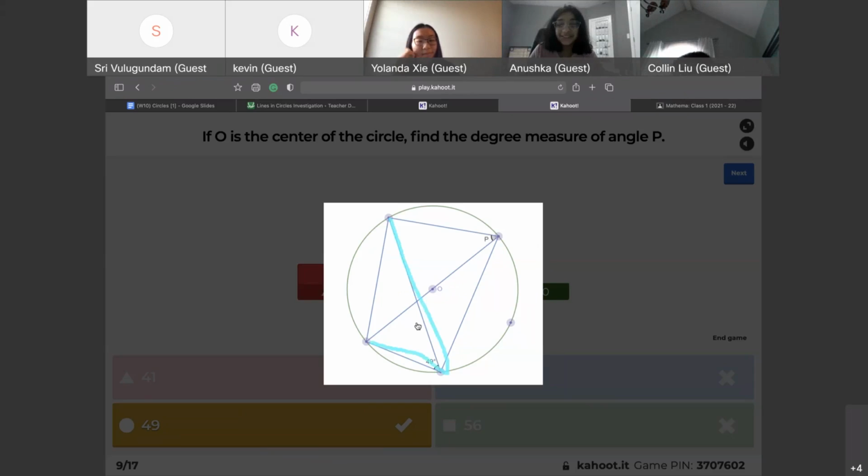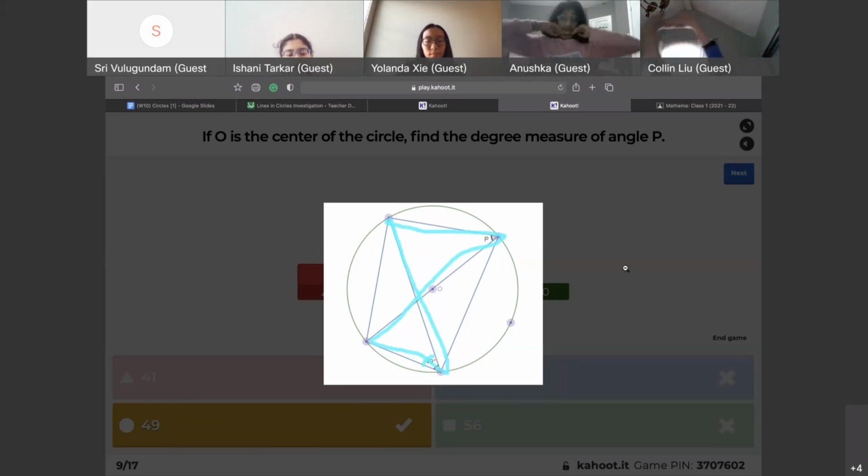Okay, so 49 degrees is that angle, and remember that since angle P is an inscribed angle which has the same endpoints for its sides as the angle with measure 49 degrees, we can tell that P is equal to this angle, which is 49, meaning 49 degrees.